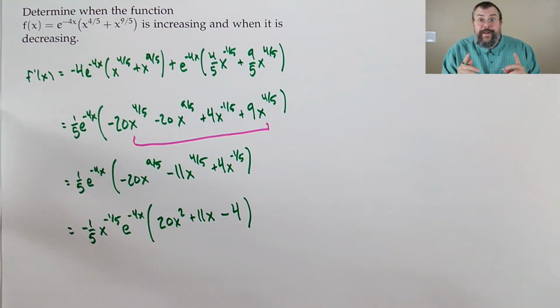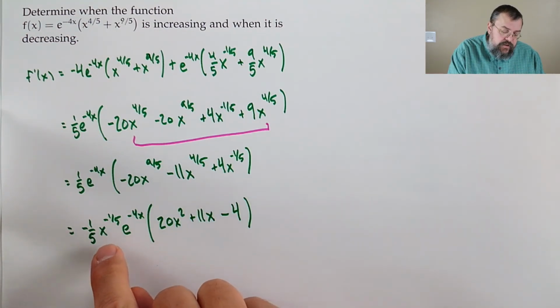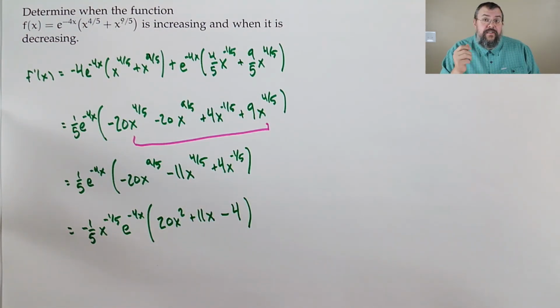All right, are we done? Well, we'd like to go a little bit further. Now we can start to spot certain things. Certainly the e to the minus 4x, we're not going to worry about that. The fact that we see an x to the minus 1/5 tells us 0 is going to be an issue with this derivative. Because if you plug in x equals 0, you have 0 to a negative exponent, which means your function is blowing up. And so we know that 0 is going to be a place where our derivative is undefined.